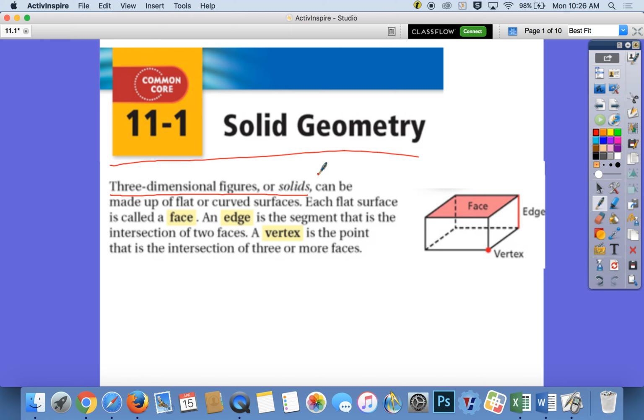Okay, so the first thing I want you to get down is that solids are going to be 3D figures, and they can be made up of flat or curved surfaces. Each flat surface is called a face. The edge is the segment that is the intersection. So here are your 2 faces right here, and here's your edge. And then your vertex is going to be the point that is the intersection of 3 or more faces. Okay, so vertex is going to be something familiar. Okay, edge is a segment, guys, so you're going to write it as a segment, so watch out for that.